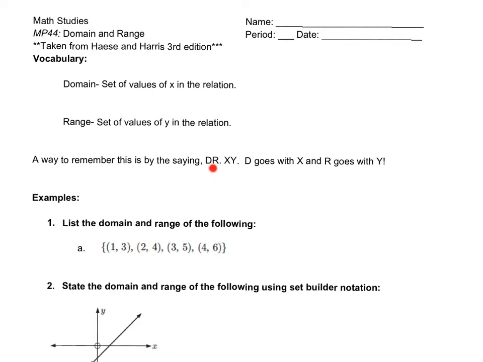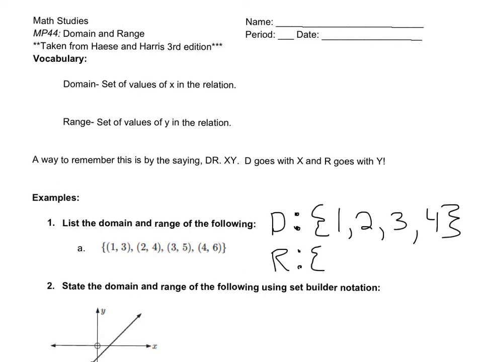A way that you can remember this is by Dr. XY. D goes to the x, and R goes to the y. When you have a set of points, all you have to do is list the x values for the domain. And then for range, same thing, list the y values.